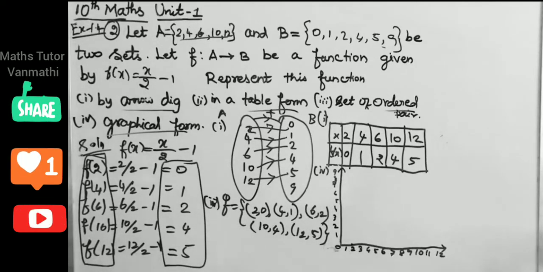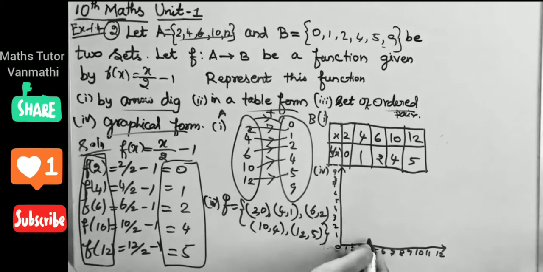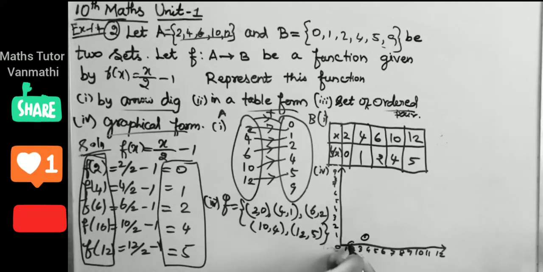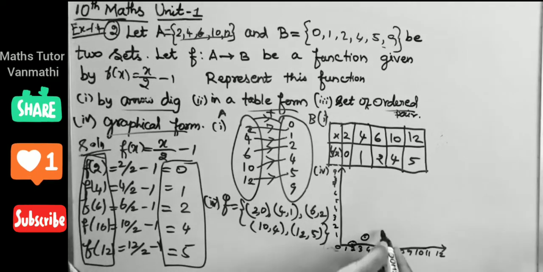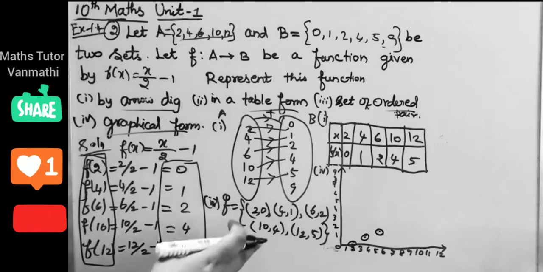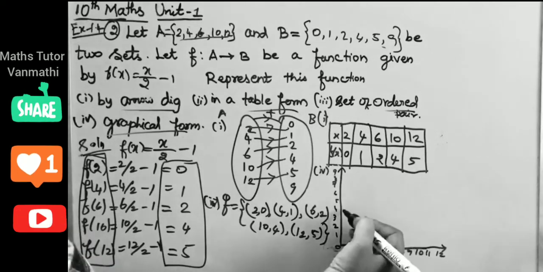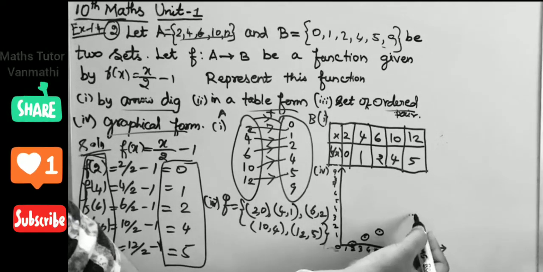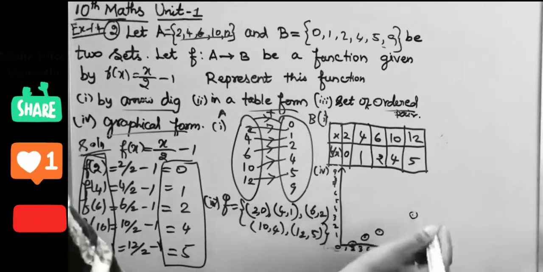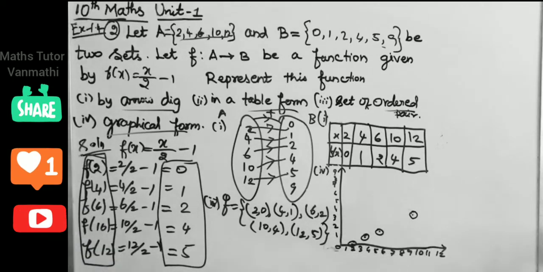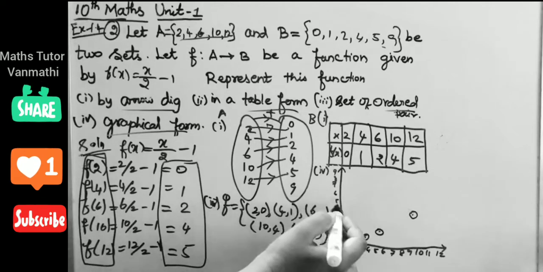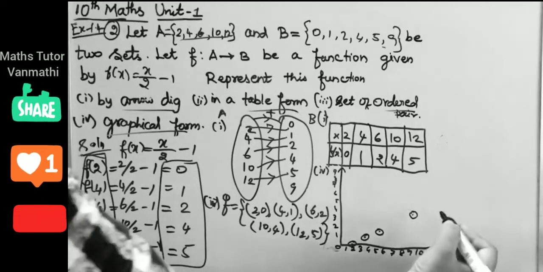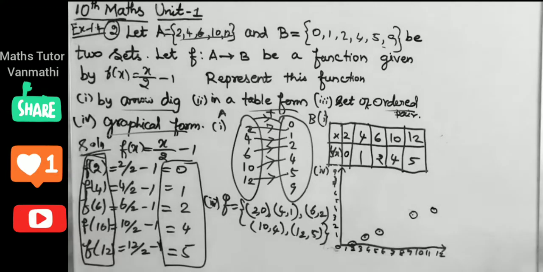So (2, 0). Next point is your (4, 1). 4 and here 1. This is your (2, 0). This is your (4, 1). Next is your (6, 2). Next is your (10, 4), 10 and here is your 4. Next is your (12, 5). Here is your 12 and here is your 5. Okay. These are the values we have plotted. This is the representation of this function.